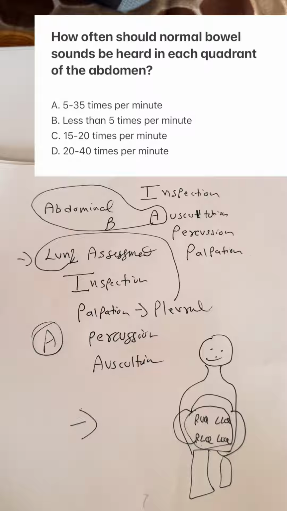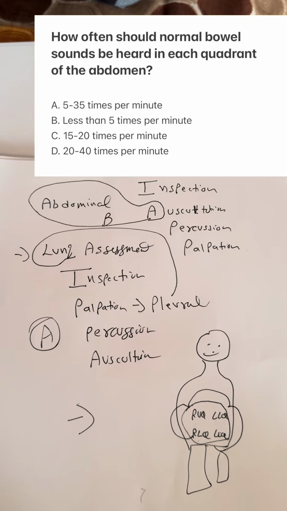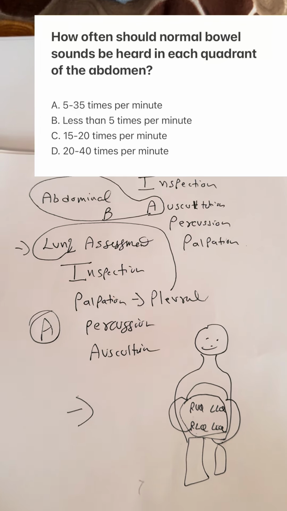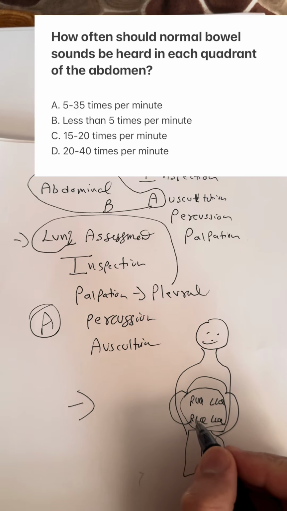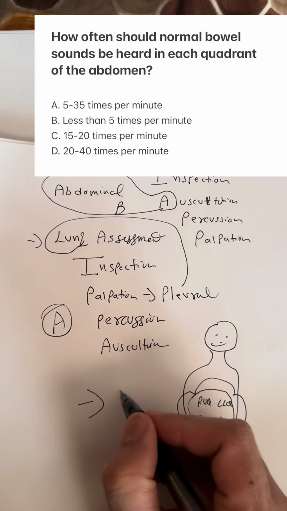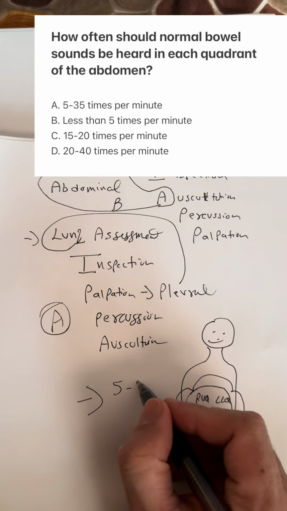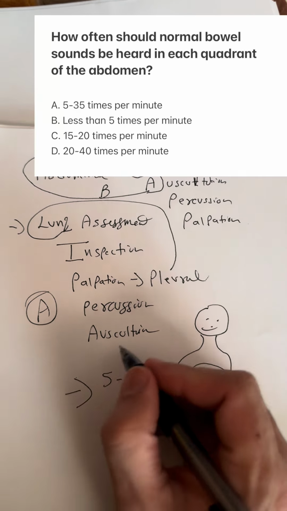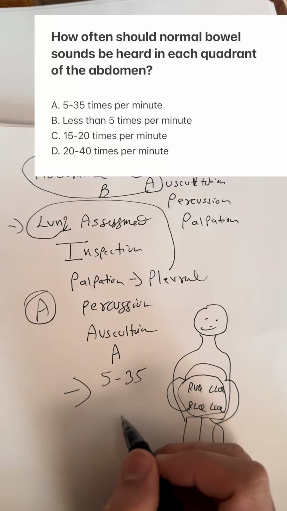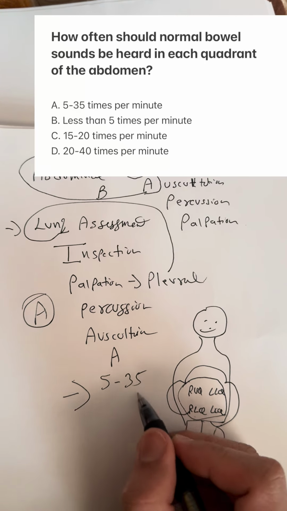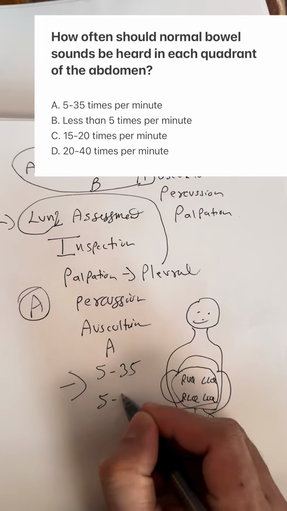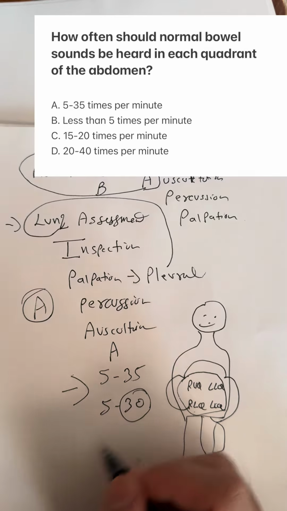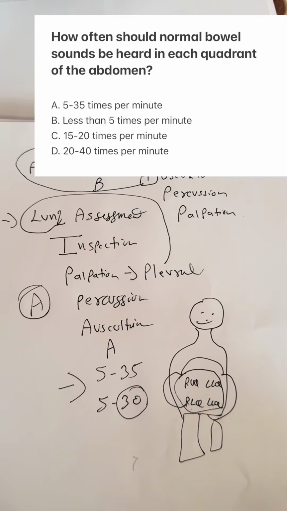And the last question is, how often should normal bowel sounds be heard in each quadrant of the abdomen? When you listen to the abdomen, the normal sound should be around 5 to 35 times per minute. That means answer A. In case in your nursing exam you do not see 35, you will see around 5 to 30, so whatever is close to 30 will be your answer. So answer A at this time.